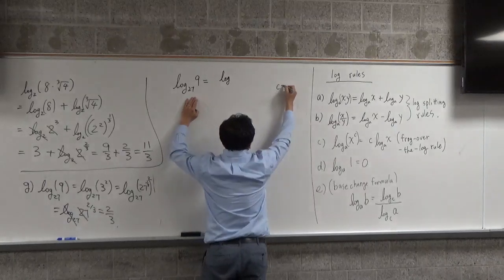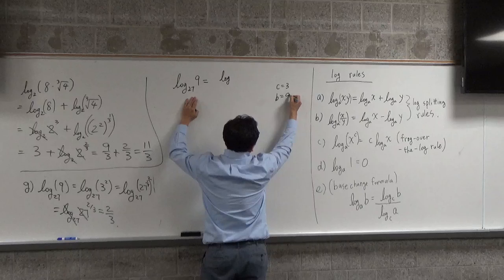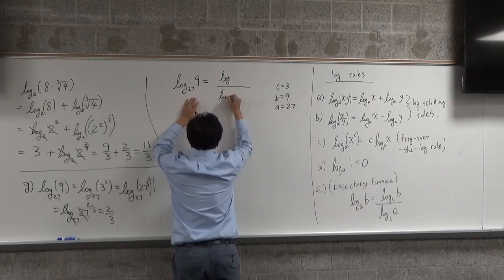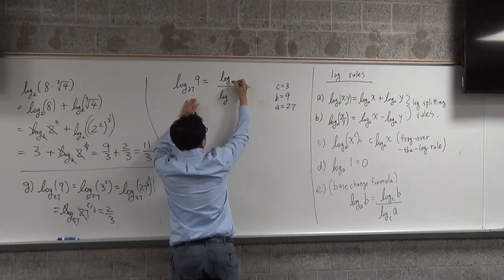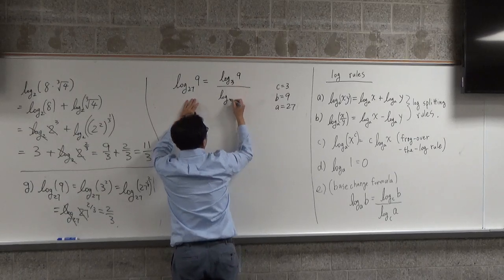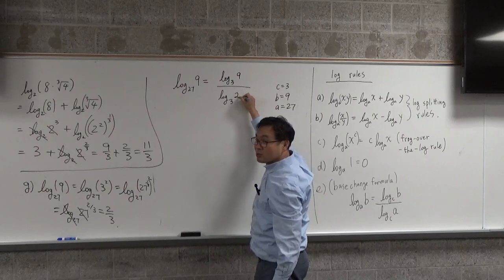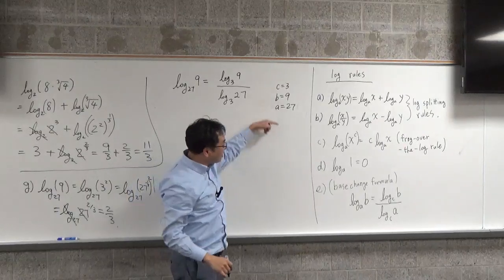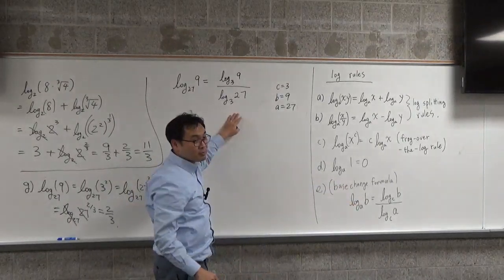So if you choose C as 3, B as 9, and A as 27, okay, what goes in here? Look at the formula. Log base what? 3. And what goes here? 9. Over here, base 3, and then 27. That's what it means, right? So with these numbers, I apply the base change formula, and I got this identity.